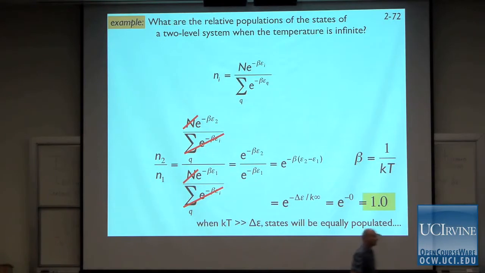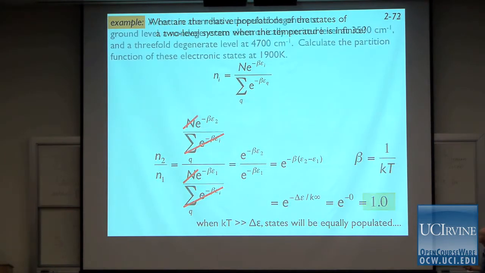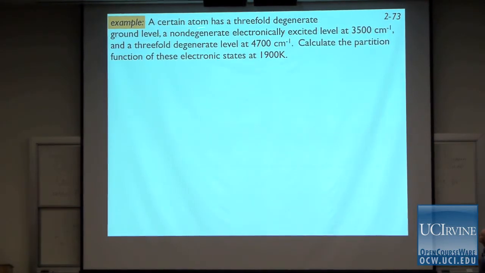That's an important thing to understand, turns out, in lots of different kinds of physical chemistry that we're going to be getting to later on. Let's do another example. A certain atom has a threefold degenerate ground level. The non-degenerate electronically excited level at 3,500 wave numbers and the threefold degenerate level at 4,700 wave numbers. Calculate the partition function for these electronic states at 1900 degrees Kelvin.